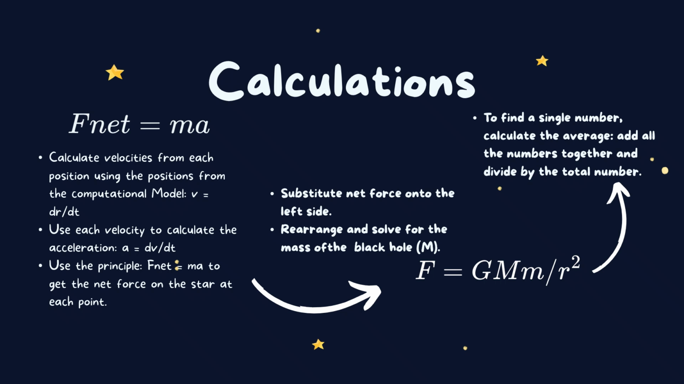So first, we calculated the velocities from each position using the positions from the computational model using v equals dr over dt. Then we used each velocity to calculate the acceleration using a equals dv over dt. And then we used the fundamental principle F net equals ma to get the net force on the star at each point. Then we substituted each net force into the left side and we rearranged the gravitational force equation to find the mass of the black hole. Since we had many different masses, we added all of those masses up and we calculated the average to find a single mass for the black hole.